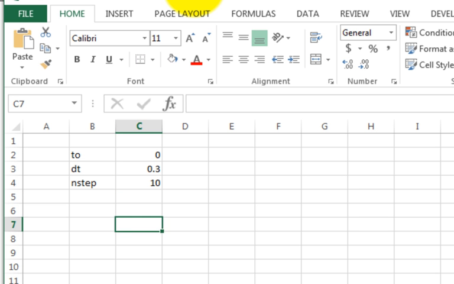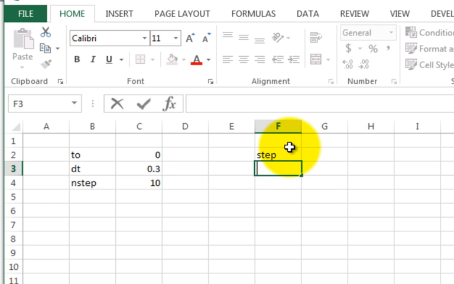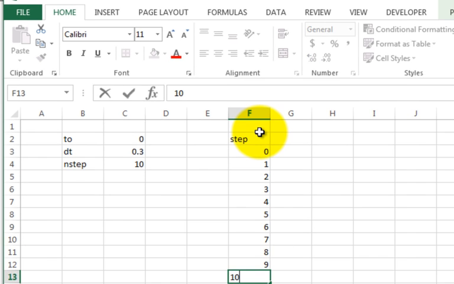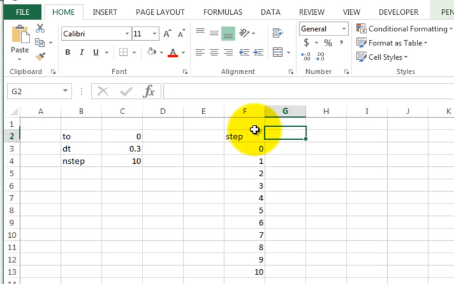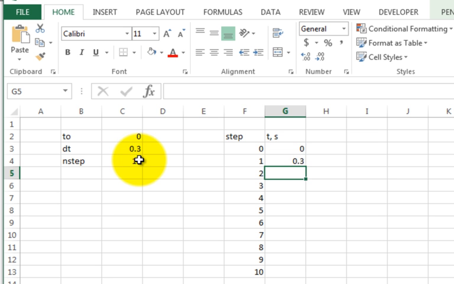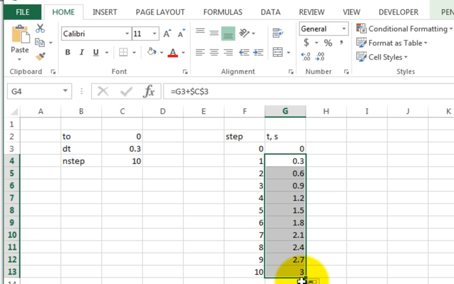With that information, I can come over here and put in our step. That'll be 0, then 1, 2, 3, 4, 5, 6, 7, 8, 9. Let's go to 10 steps to demonstrate it. I'm interested in the time in seconds, which is equal to 0 to start. Then grab that one and add to it our delta t. If I press F4, that locks it in, and then I can drag that formula down and it'll percolate throughout the system. Hopefully I did that right. So we would go out to 3 seconds in this simulation.